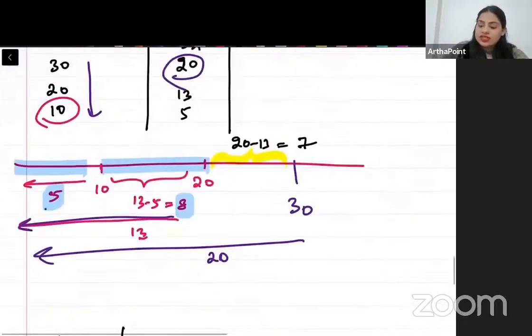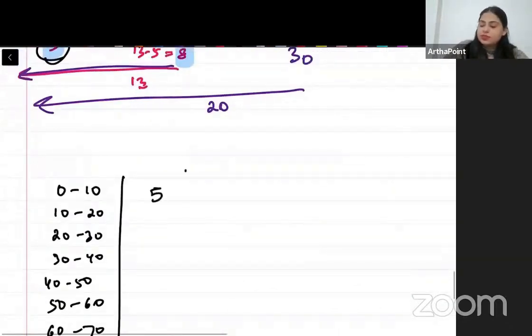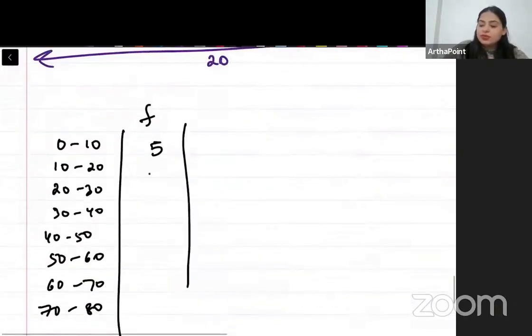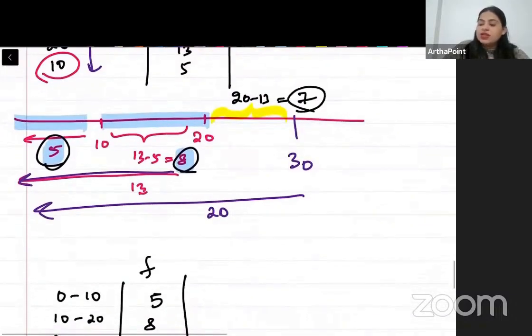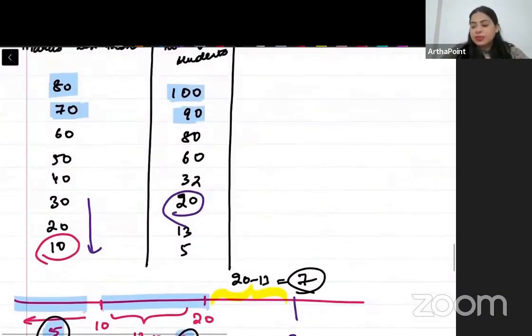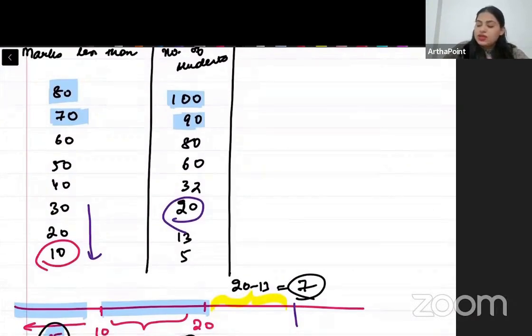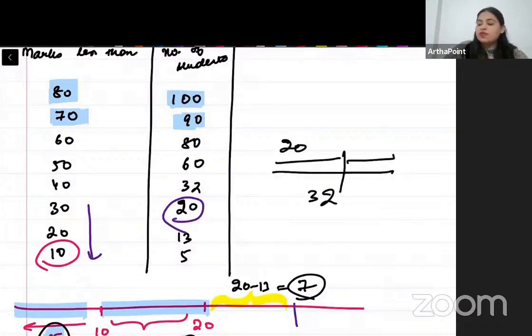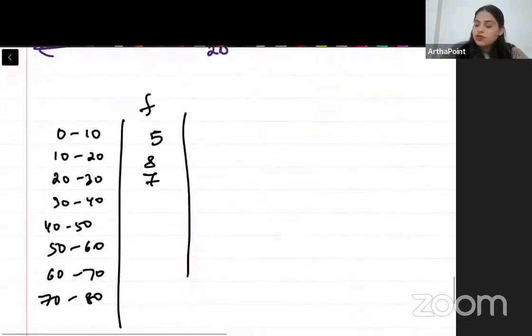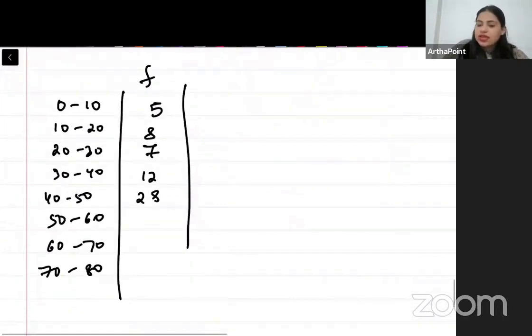Between 0 to 10, I see that there are 5 people. Between 10 to 20, there are 8 people. Between 20 to 30, there are 7 people. And similarly, you can just subtract and keep finding. If you see, less than 40 there are 32 people, and less than 30 there are 20 people. So between them there will be 12 people. So when you keep subtracting, you will keep getting how many people are there in that particular class. So by solving it, you will get a data set which looks like this.